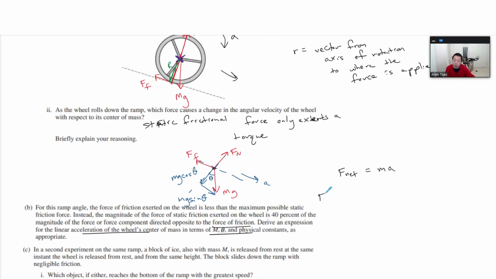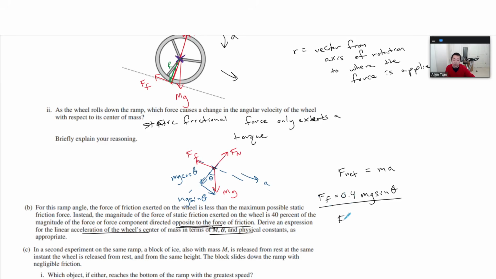And they're saying the force of friction is 40%. 40% of what? The force directed opposite the force of friction. Which force is directed opposite the force of friction? It's the mg sine theta. That's what they're telling you. It's 40% of the force opposite the direction of the force of friction.